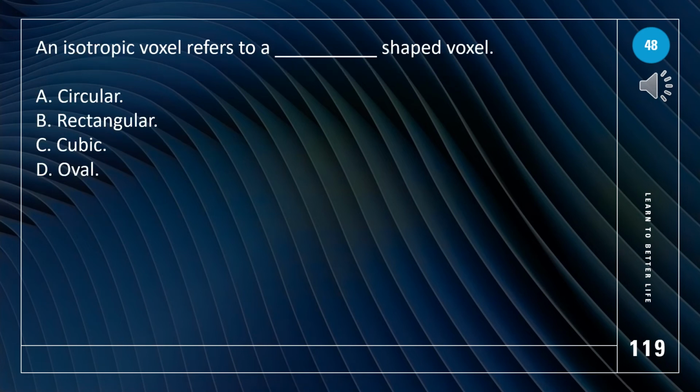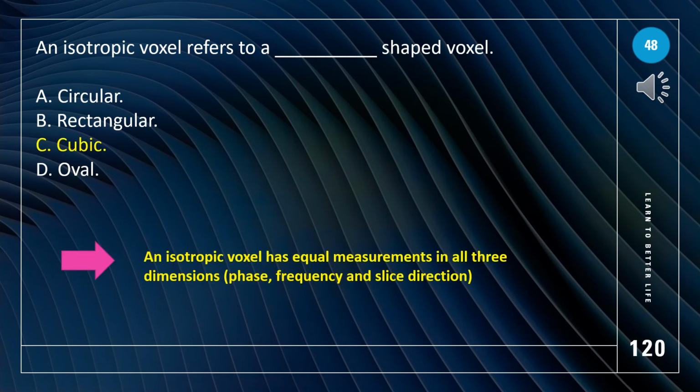An isotropic voxel refers to a what-shaped voxel? A. Circular. B. Rectangular. C. Cubic. D. Oval. The answer is C. Cubic. An isotropic voxel has equal measurements in all three dimensions: phase, frequency, and slice direction.